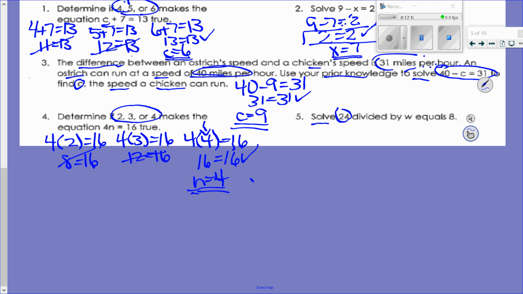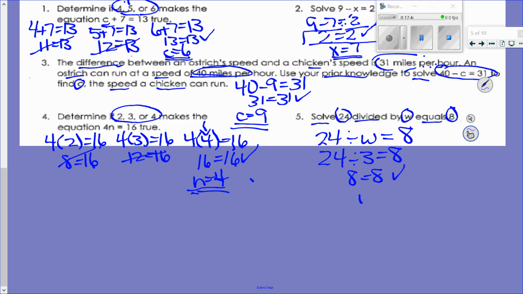Solve. 24 divided by W equals 8. Who can write this equation for me? Chance? Good. W equals 8. There's our equation. So you're saying 3 is where I should do my guess? So 24 divided by 3 equals 8. Does 8 equal 8? Yes. Check. So W equaled 3.